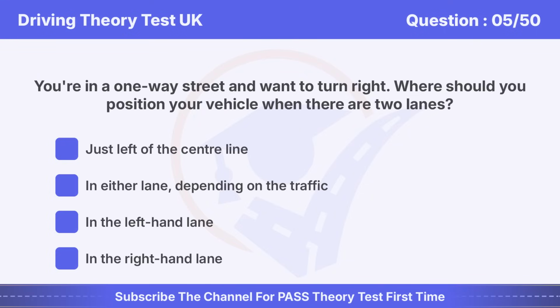Question 5. You're in a one-way street and want to turn right. Where should you position your vehicle when there are two lanes? Option A. Just left of the center line. B. In either lane, depending on the traffic. C. In the left-hand lane. D. In the right-hand lane. Answer is D. In the right-hand lane.